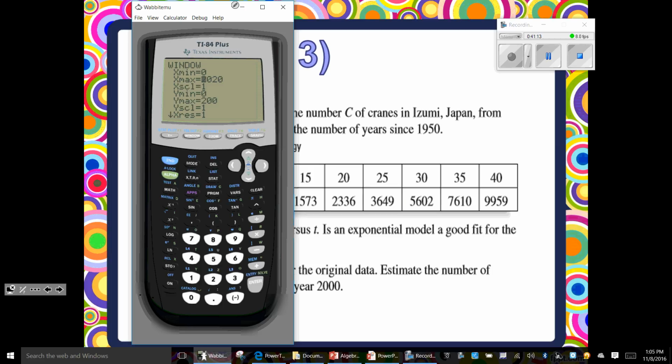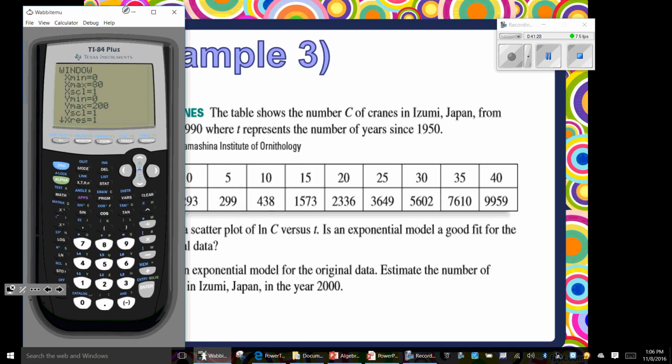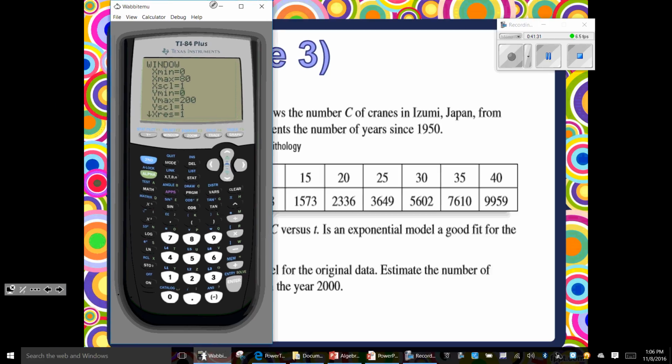We need to make sure we know that for the year 2000, our prediction is going to be year 50, if 50 years from 1950 would be 2000. Okay? So I need to make sure I go above that. So I'm going to go 80. Okay? And I need to know, what about my y's? I want to go from 0 all the way to, this is up to 10,000. So I need to make sure I go to, I don't know, I'm going to go on up to 20,000.